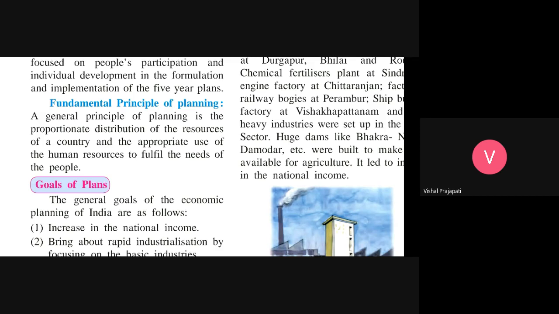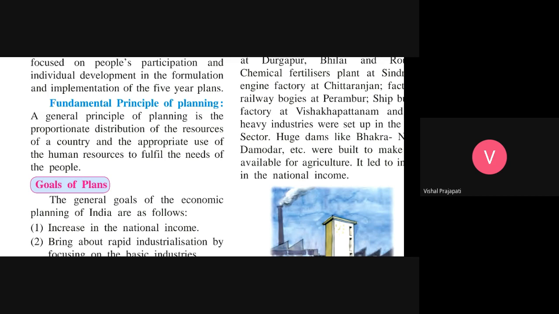A general principle of planning is proportionate distribution of resources of a country and the appropriate use of human resources to fulfill the needs of the people. Whenever we are going to plan for our country, we are going to plan for our people. All the resources that our country has should be distributed evenly and uniformly in the country. Proportionate distribution is very important. It means it should reach the needy people. It is called the proportional distribution.